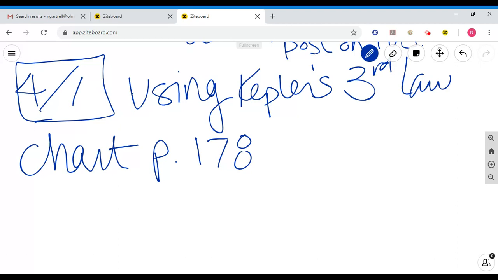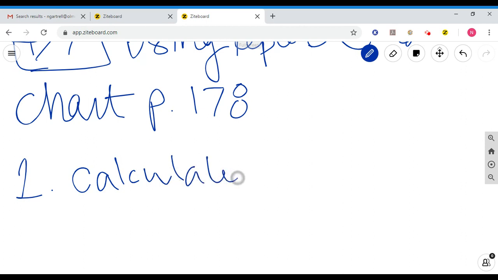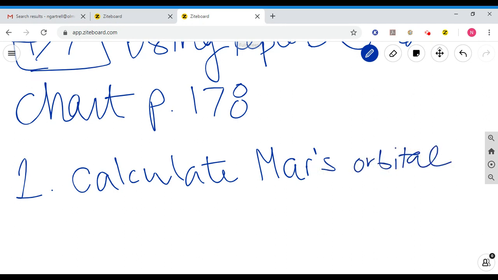And here's how these problems work. You're going to have to get used to how they sound. So it'll say calculate. Let's calculate Mars's orbital period using Earth days.